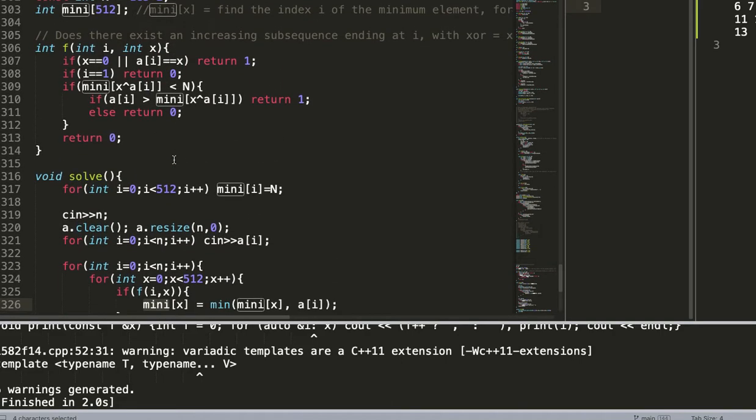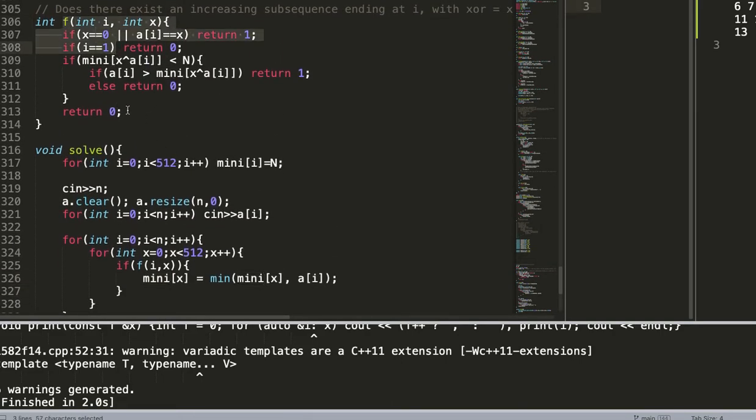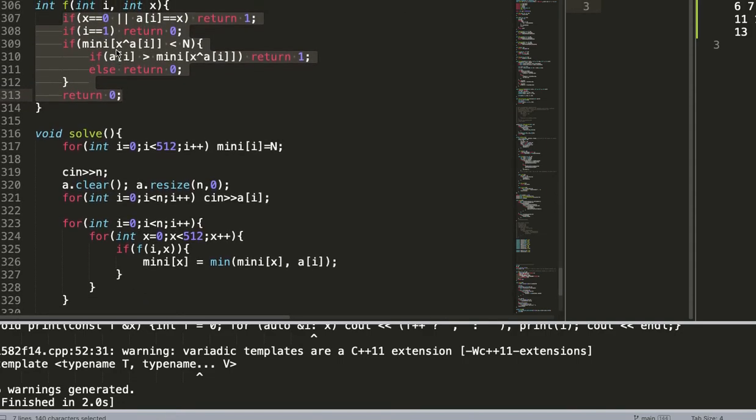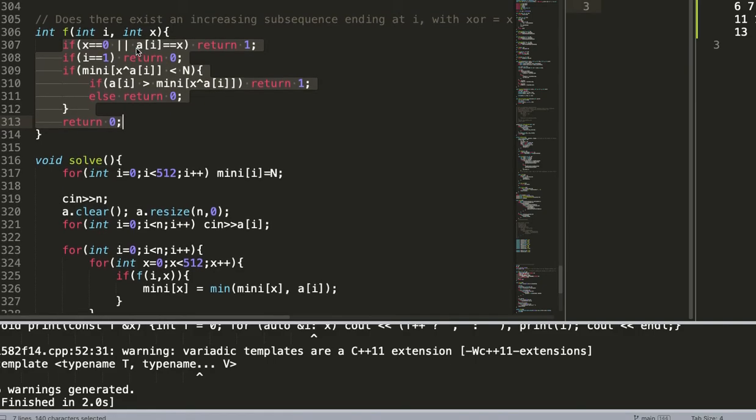Then updating mini(x). Then let's move on to f(i, x). The function is pretty straightforward. You can have a look, you'll understand. If we are at the first index, we return 0. If x is equal to 0, there obviously exists the null subsequence. If a_i itself is x, there exists the subsequence of length 1.